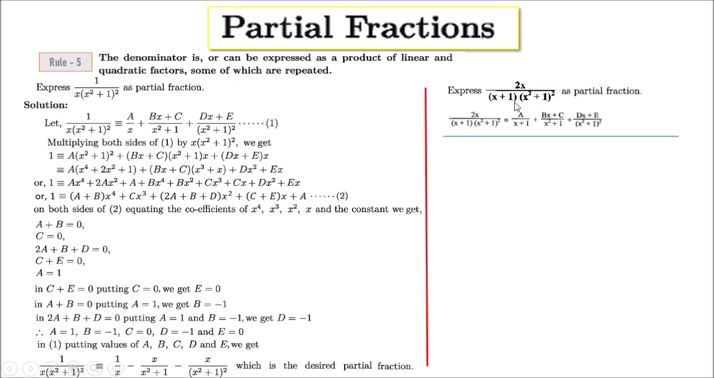So here, look at here. x plus 1, x square plus 1 whole square. So we let it be a by x plus 1, and bx plus c by x square plus 1, and plus dx plus e by x square plus 1 whole square. So the rest of the part is similar. You have to solve that way, by equating, otherwise it is difficult to solve it.